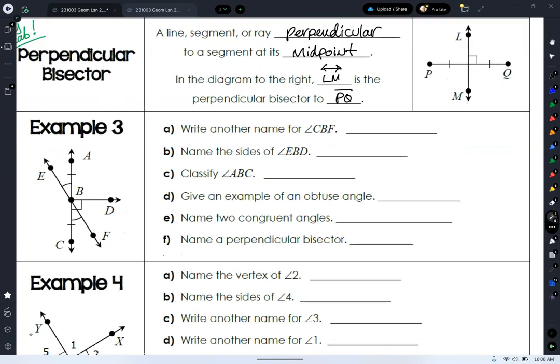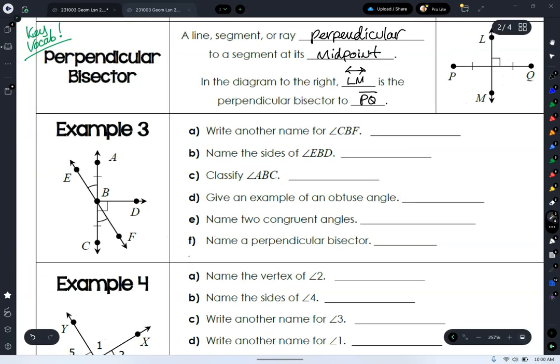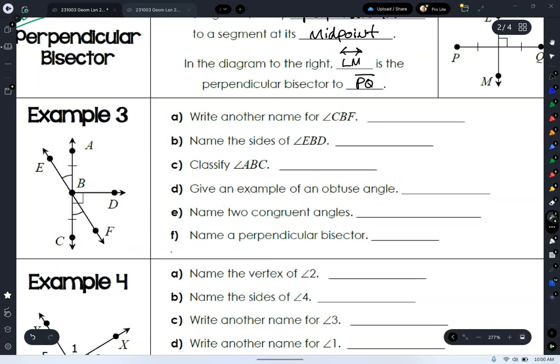Okay, let's have you do some work here. Now we get into a really good diagram. Look at that picture. That is fantastic. There's all kinds of good stuff in there. All kinds of congruency marks and rays and angles and lines, and there's just tons of stuff in there. So why don't you write another name for angle CBF, name the sides of angle EBD, classify angle ABC, give an example of an obtuse angle, name two congruent angles, and a perpendicular bisector. Feel free to work with your neighbor on this one. All right, go for it.